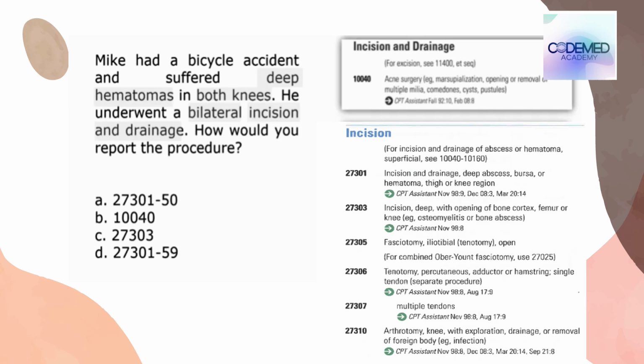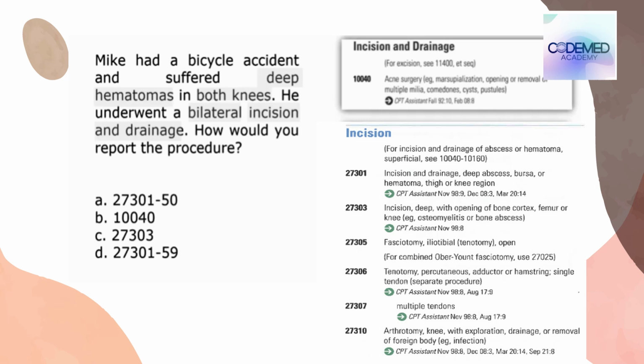Now check the code 27303. It is an incision, deep, with opening of the bone cortex, femur or knee. Nothing like that happened in our case, because they have just checked the deep hematoma and then incised and drained. 27301 is with the modifier 59.